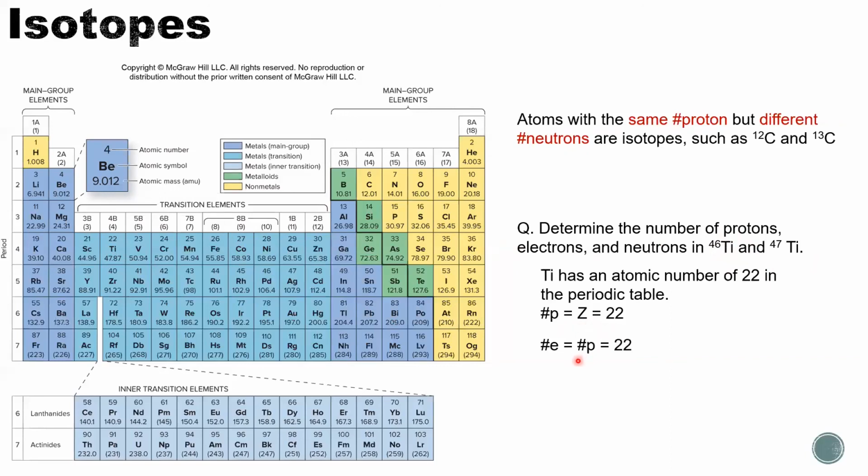Then the number of electrons equals the number of protons. Electrons carry one negative charge, protons carry one positive, and an atom needs to be charge neutral. So that's 22. Finally, we need to find how many neutrons there are. Neutrons equal the mass number minus the number of protons. So for titanium-46, it equals 46, the mass, minus 22, which equals 24. And for titanium-47, the number of neutrons is 25.